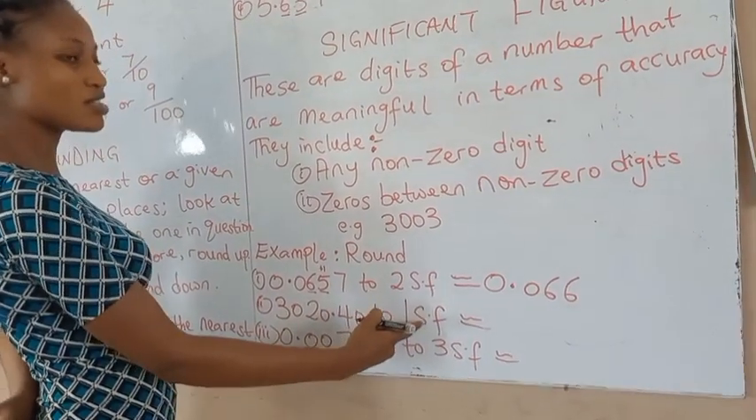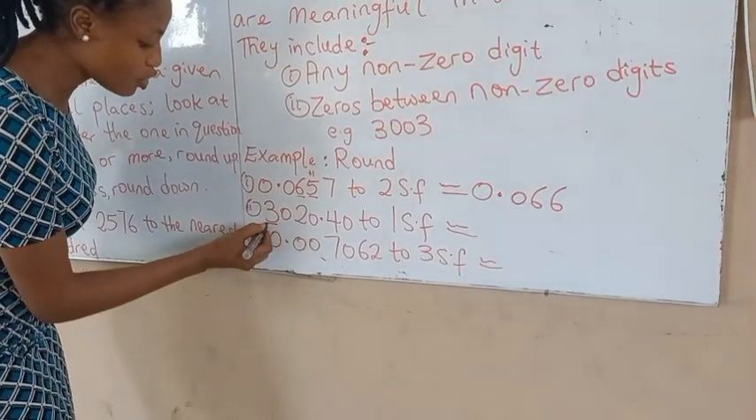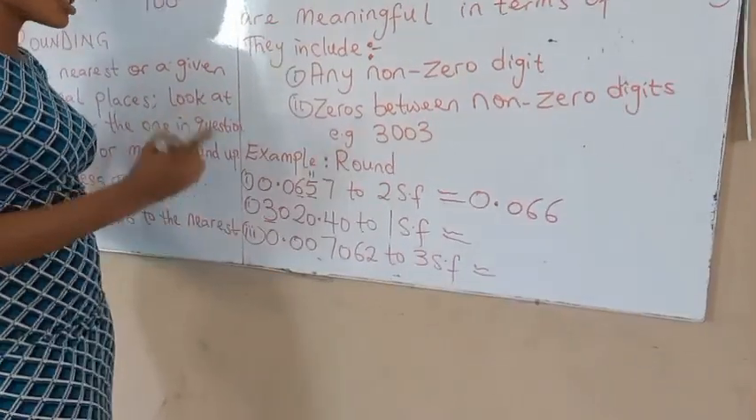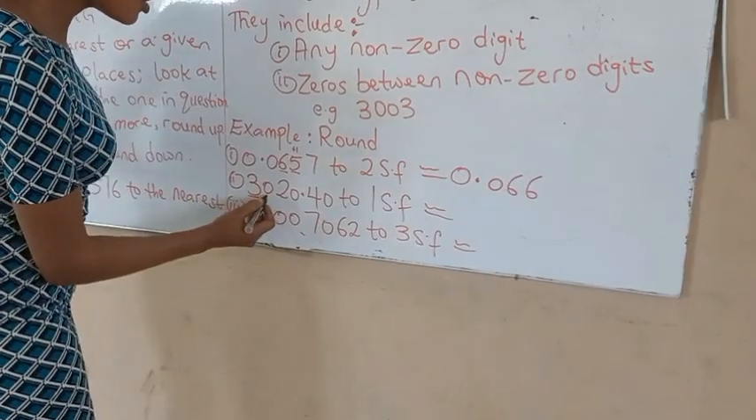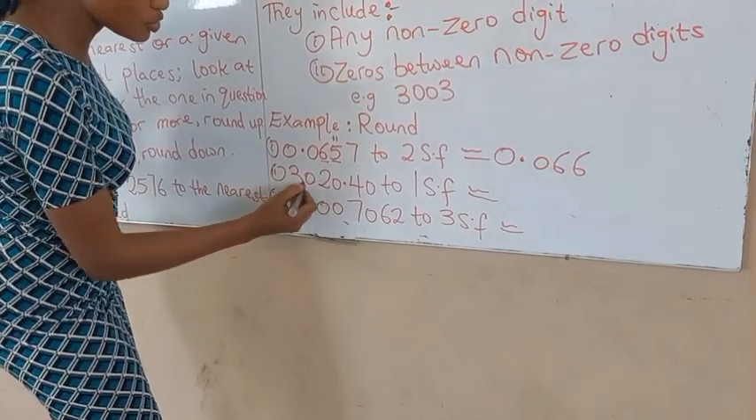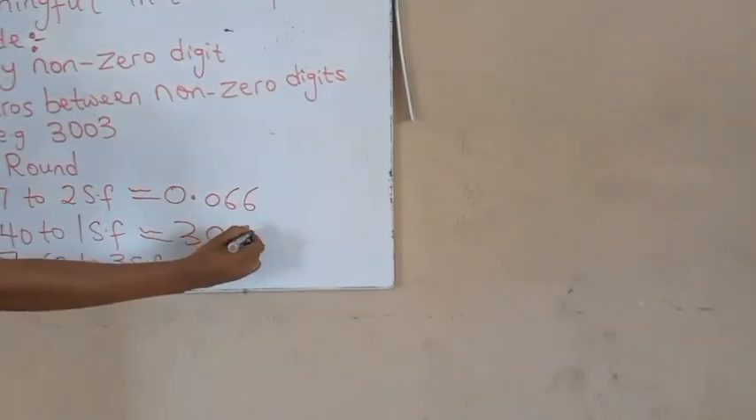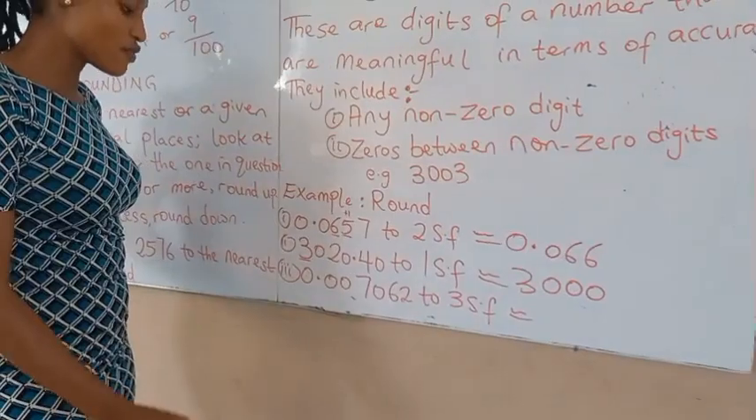3020.40 to 1 significant figure. If we start from the beginning, you can see that this is the first non-zero digit that we have. The first significant figure. What follows? 0. So it rounds down. There is nothing to do to this. You have 3, 0, 0, 0. That's the 1 significant figure.